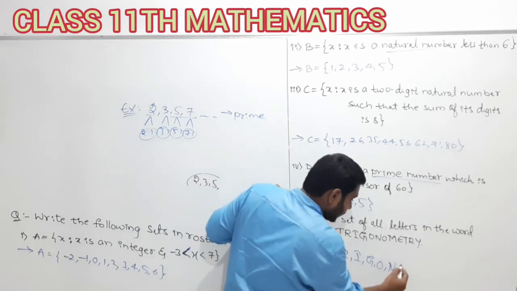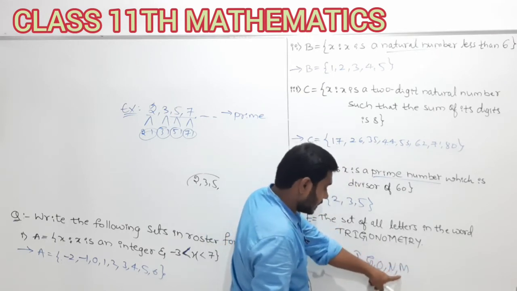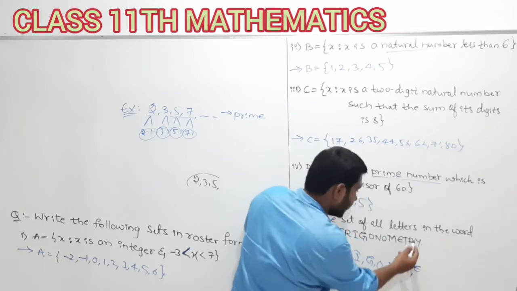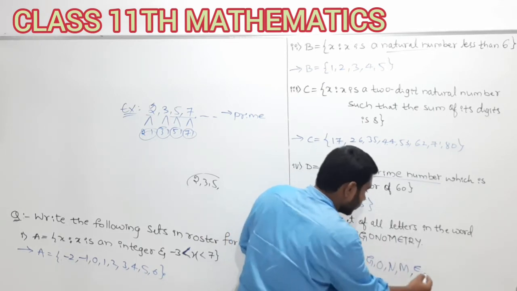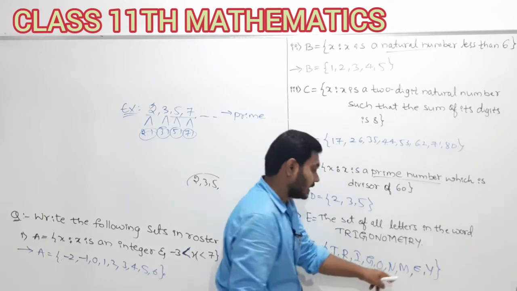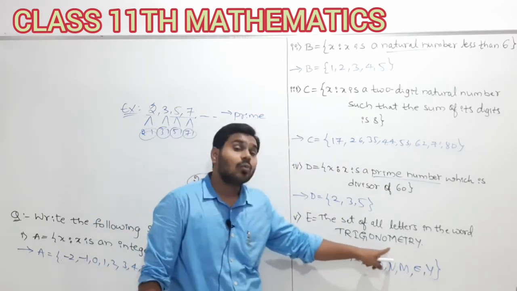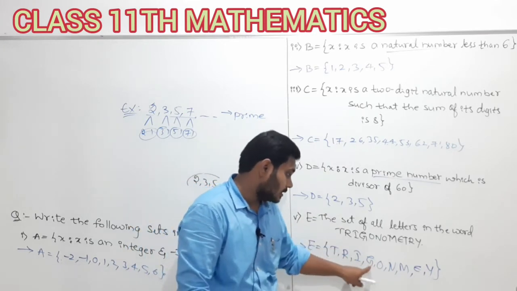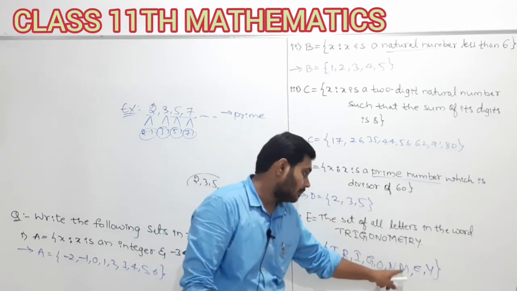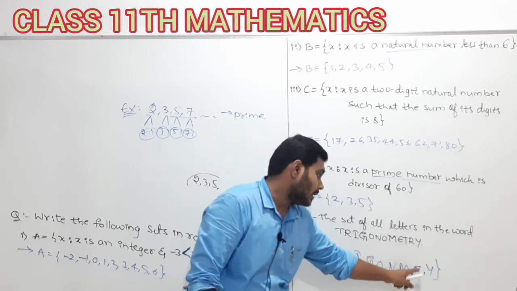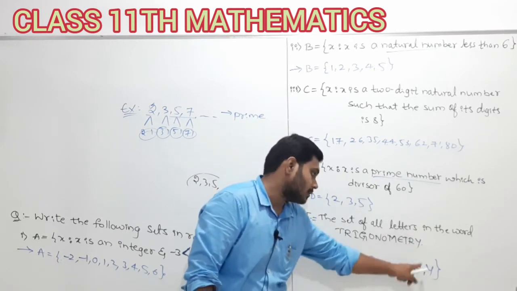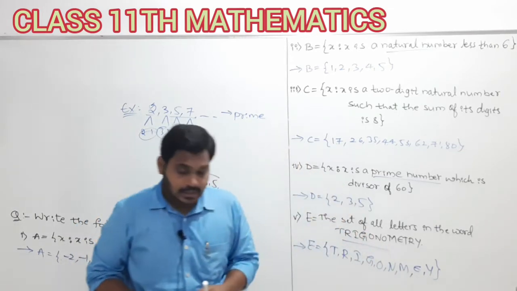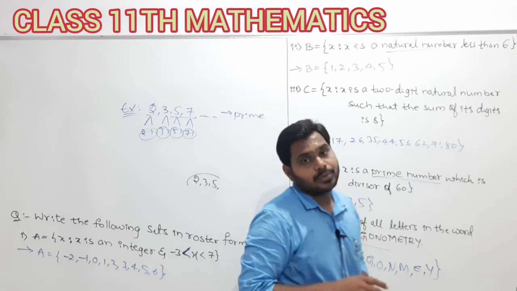And here it is G, O, N. Already I took O, M, N, sorry, O, and now I will write M. And next, my dear students, here it is E, T already I wrote, and R also I already wrote, and Y. So these are the letters contained in the word trigonometry. Like this you should write, my dear students. So I hope you understood.